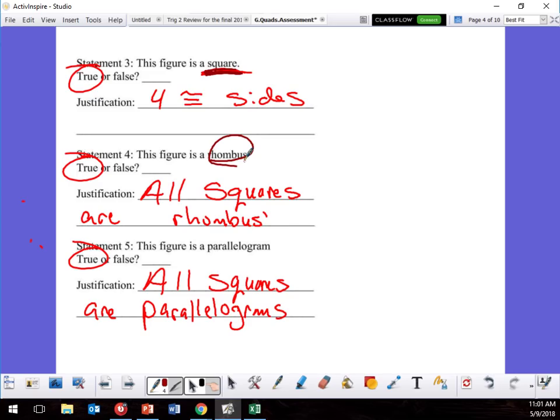Rhombus. Rhombuses. Rhombi. So multiple gorillas are gorillas... gorillies? Okay.